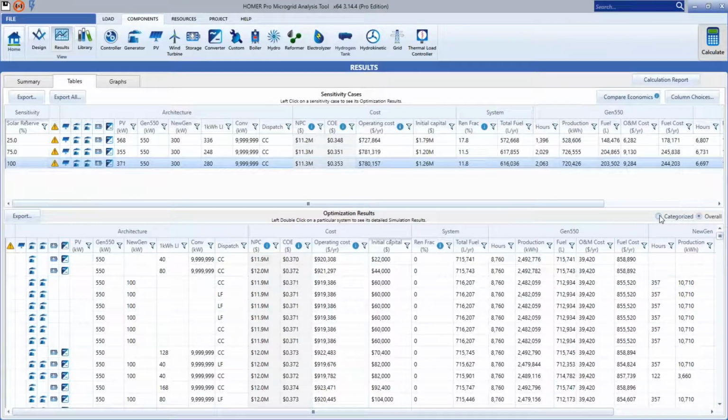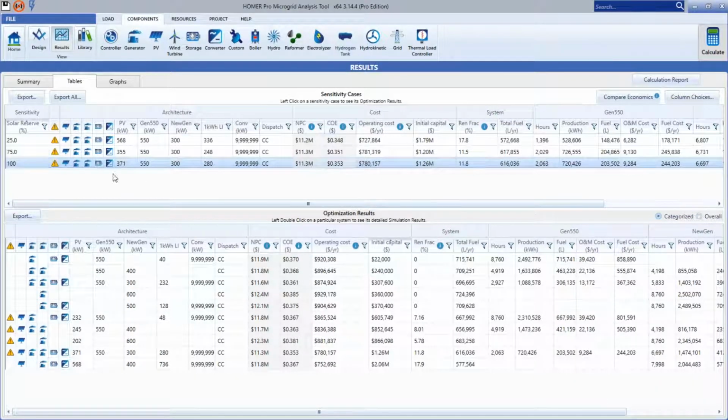Okay, so that's it for hybridizing diesel with solar and battery. So any questions before we move into multiple diesels?